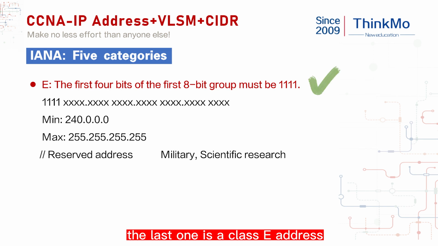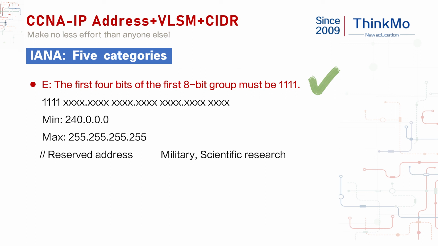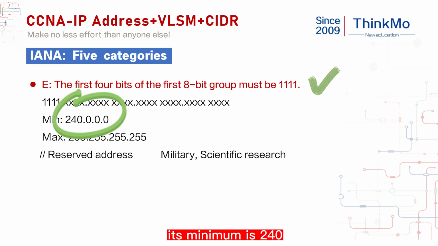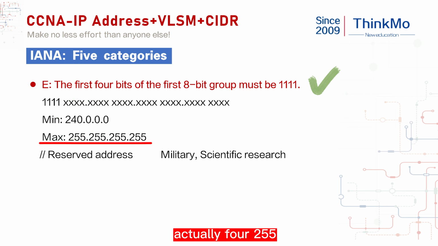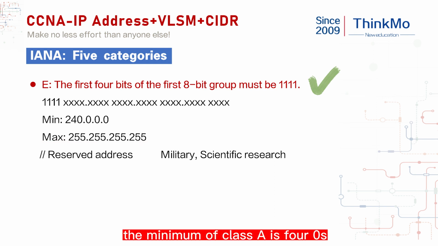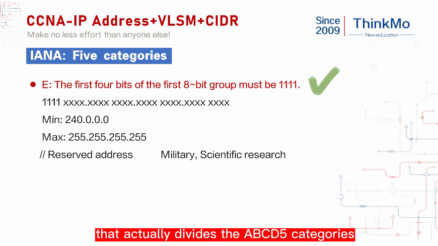The last one is the Class E address. Class E addresses also have their own corresponding regulations. It specifies that the first 4 bits of the first octet must be 1111. Its minimum is 240, and the maximum is when all bits are 1, which is 255. So you will find the minimum of Class A is 0, and the maximum of E is 255. That actually divides the five categories, A, B, C, D and E. Our address range is from 0 to 255.